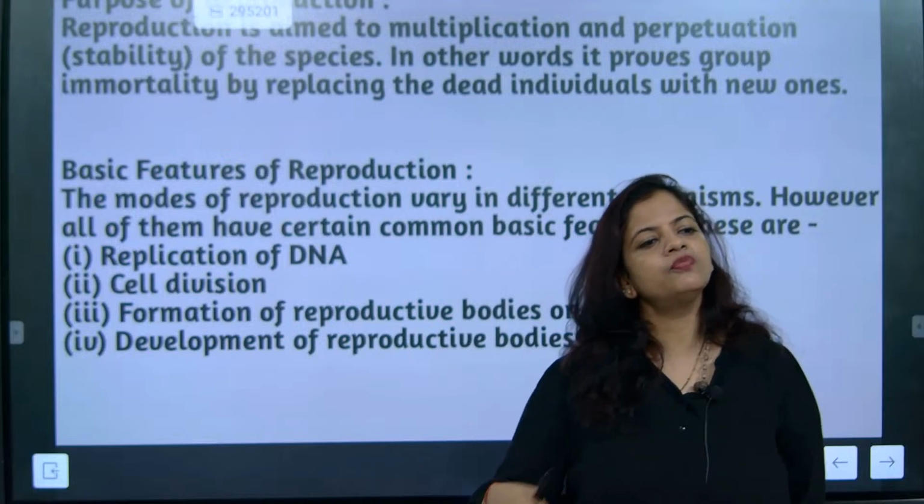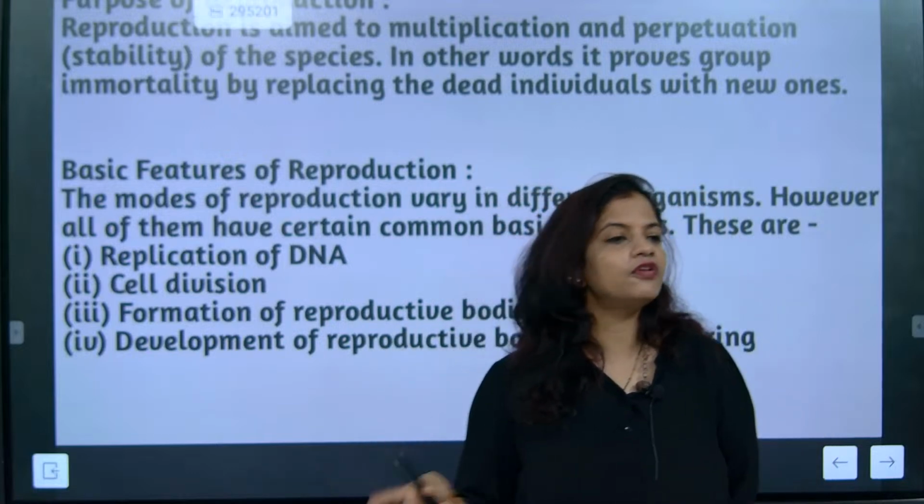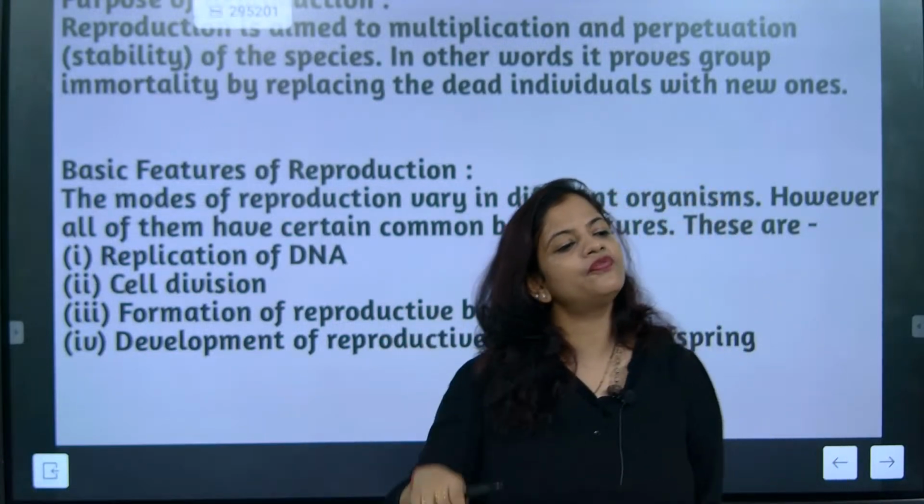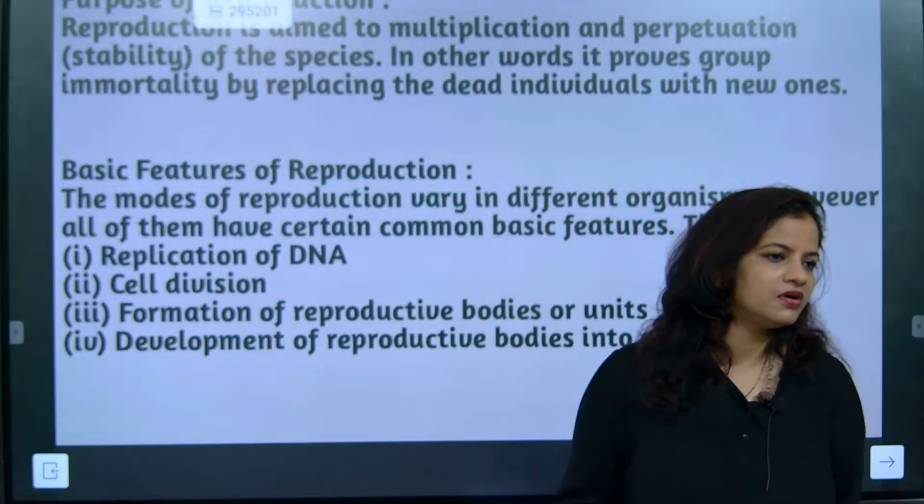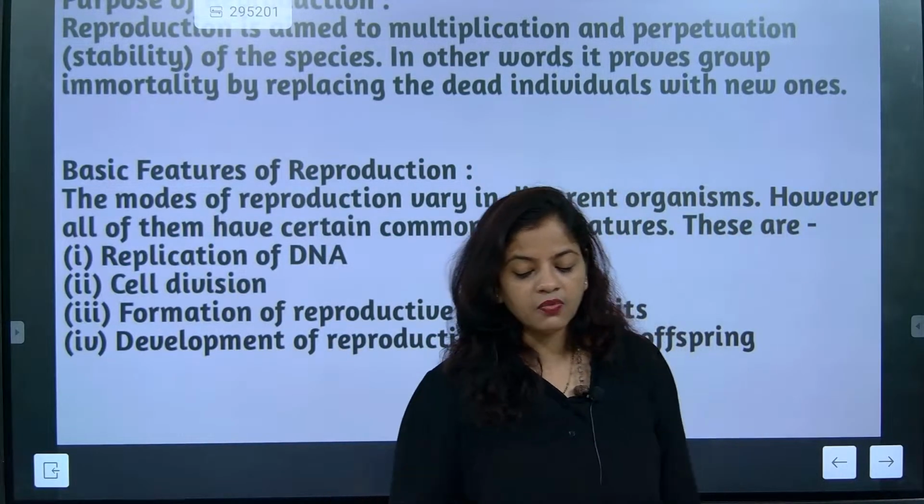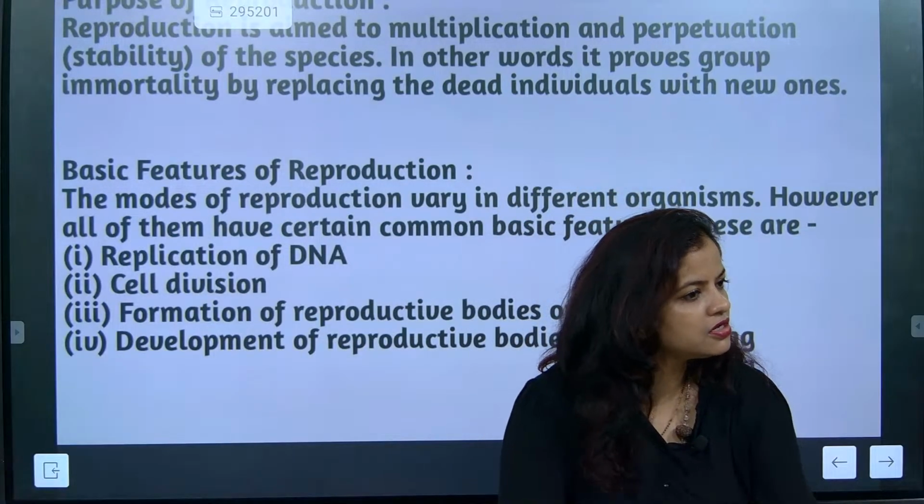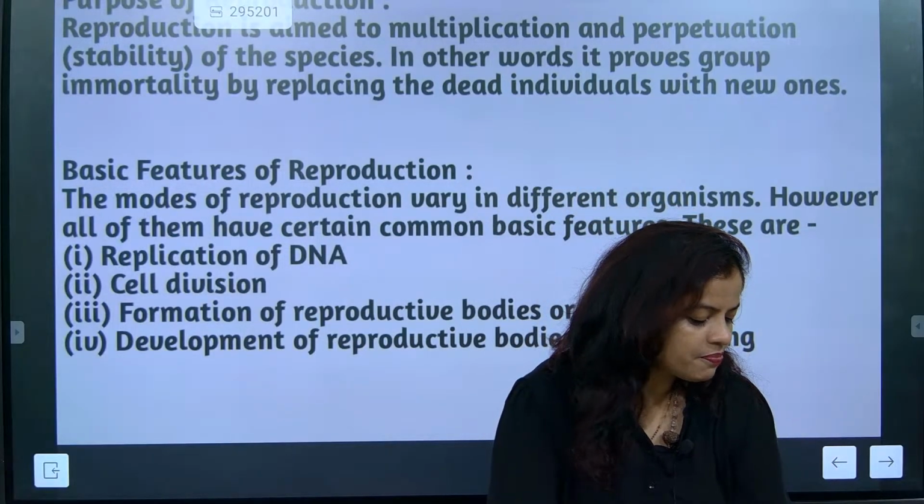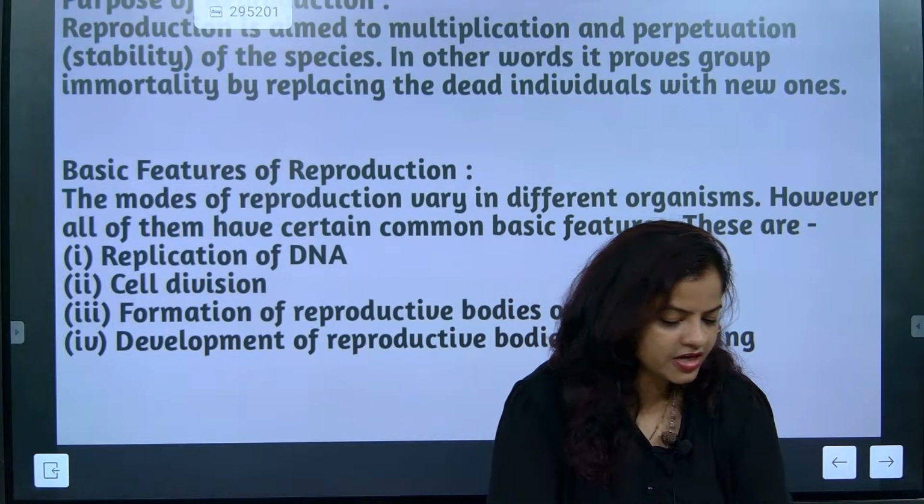So after they are developing, after development one phase will come, they will themselves reproduce and they will again die. Understood? So what is the difference between unicellular and multicellular organisms? What is the difference between the parents of unicellular and multicellular organisms?